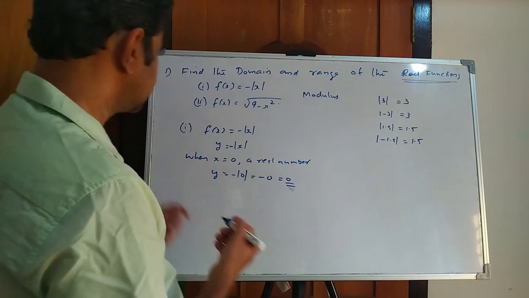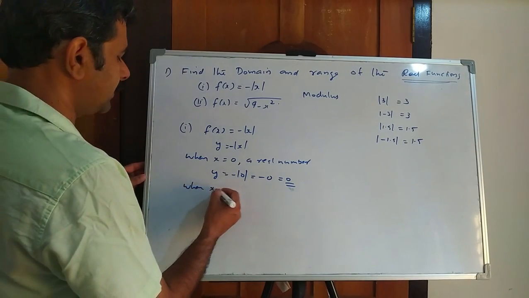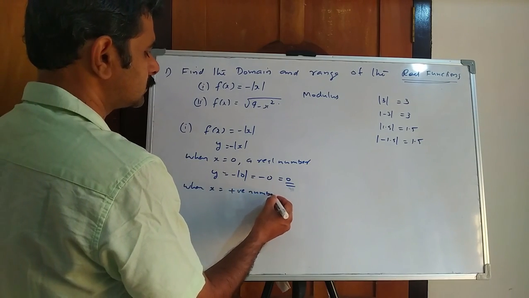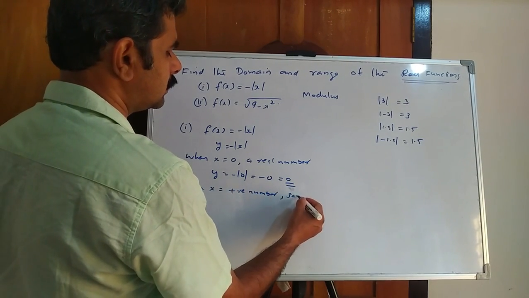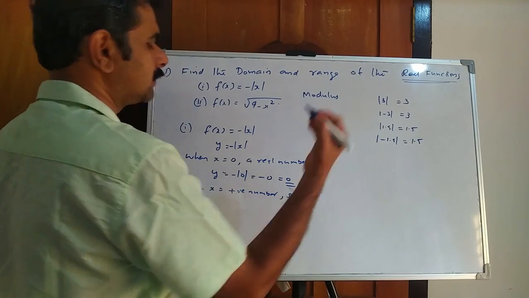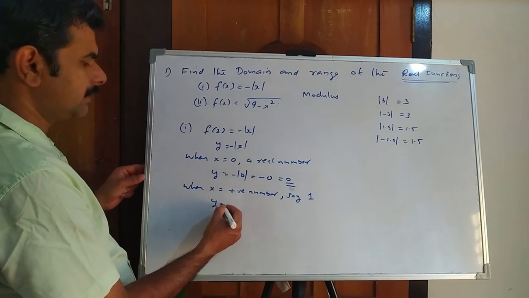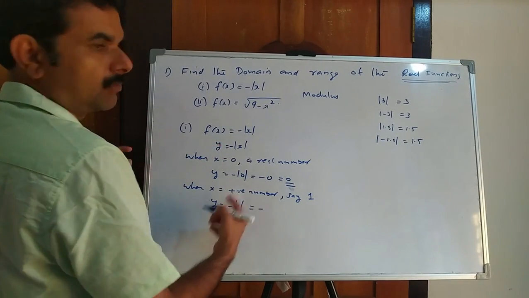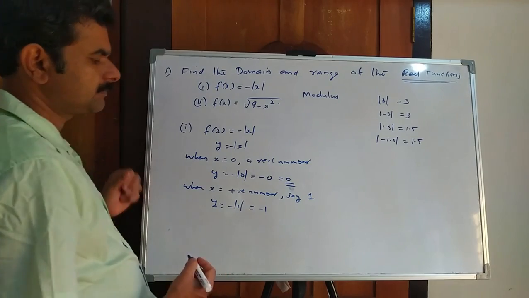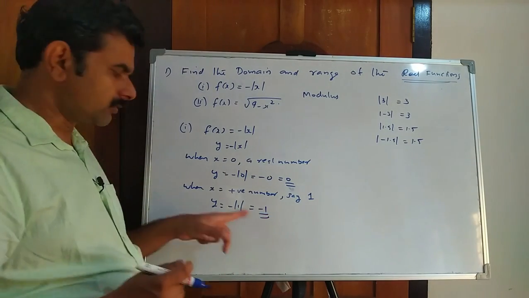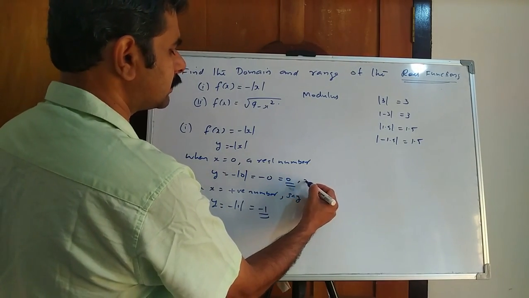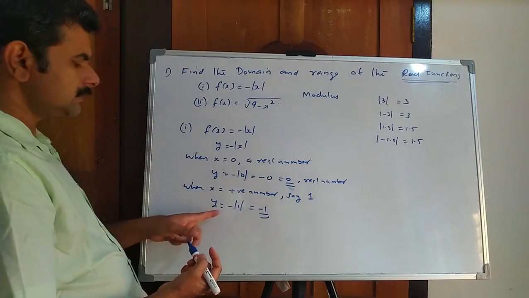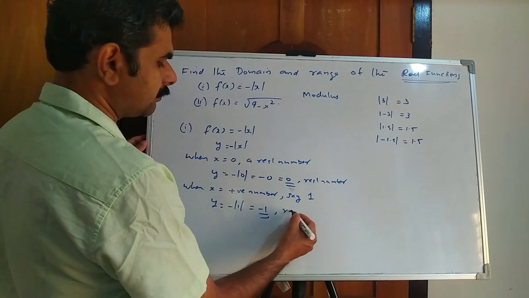No problem. Similarly, when x is equal to a positive number, say 1, then what will be y? y is equal to minus mod 1. That is minus, and the modulus of 1 is 1 itself. 0 is a real number, and minus 1 is also a real number.